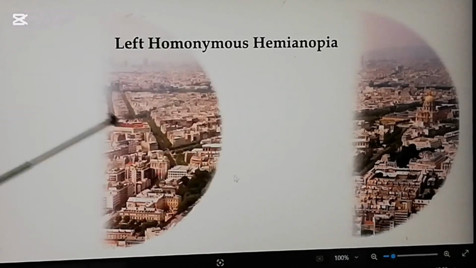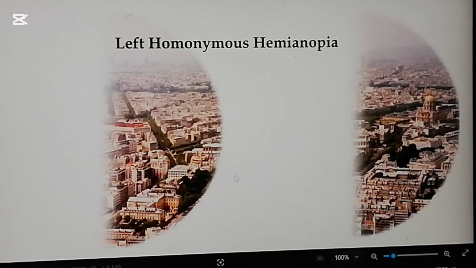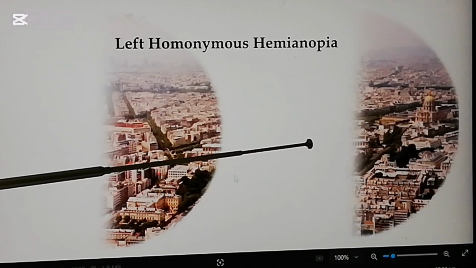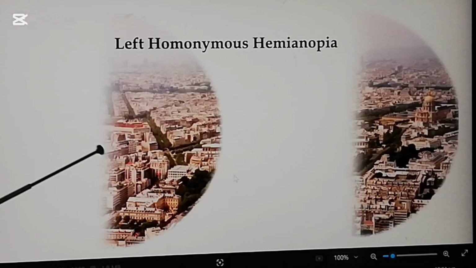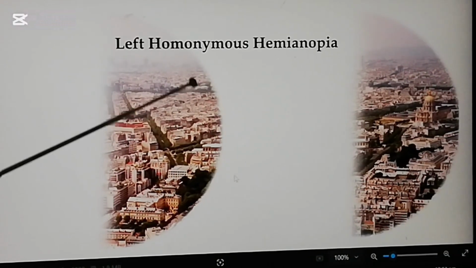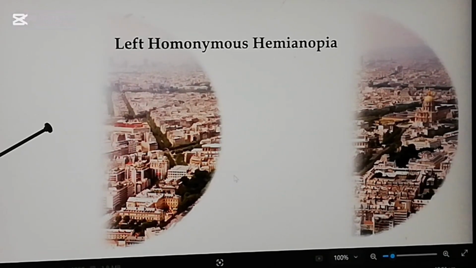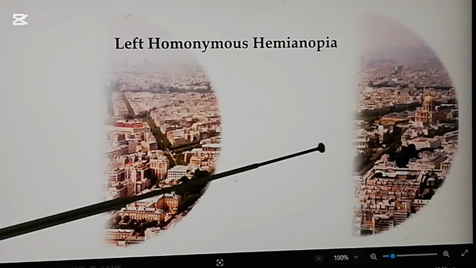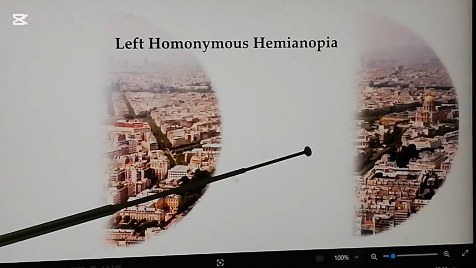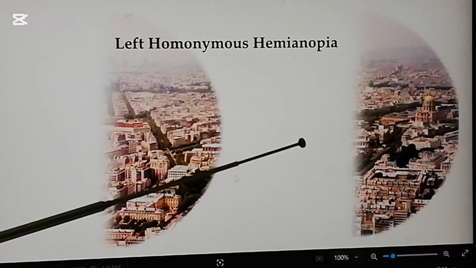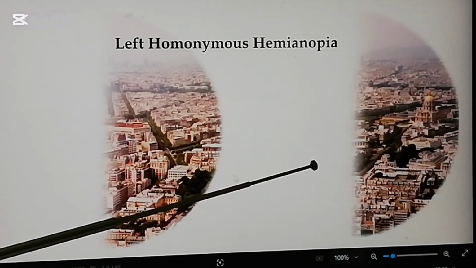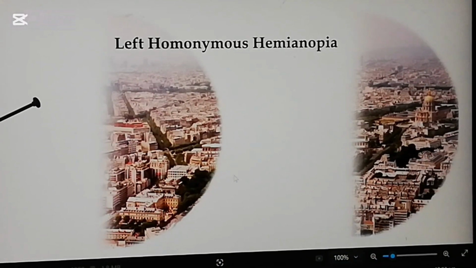Okay, let's see another picture. Here you see the left visual field and the right visual field. On the left visual field, only the left half is impaired, and on the right visual field, again the left visual half is impaired. So homonymously, a left-sided visual field defect is there, and we label it as left homonymous hemianopia.